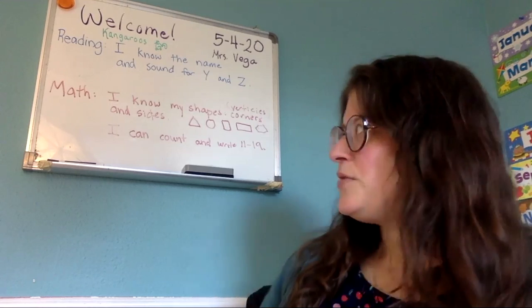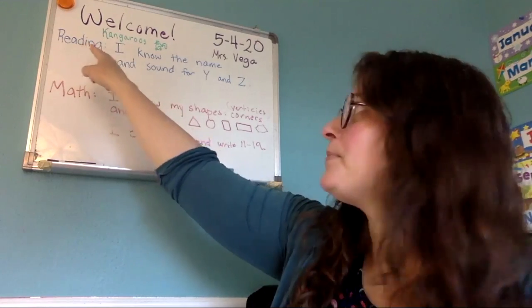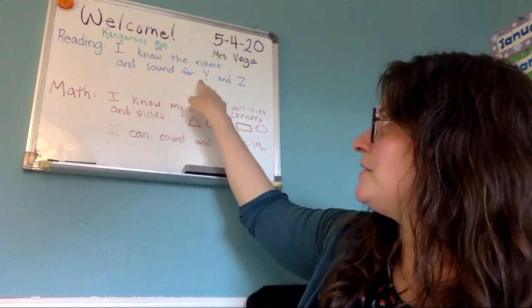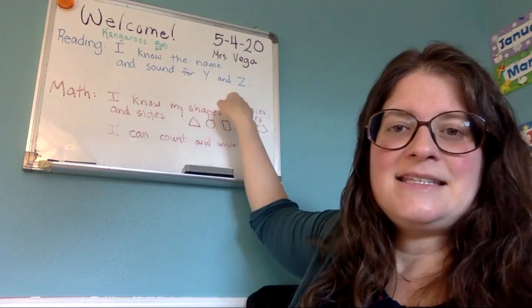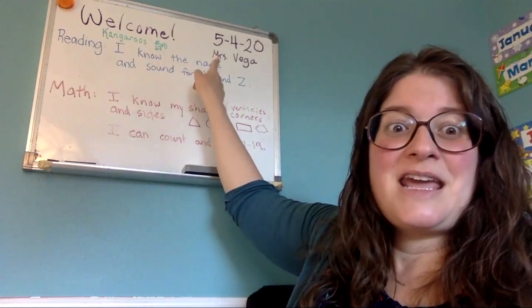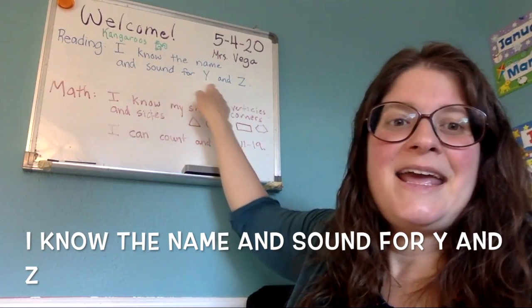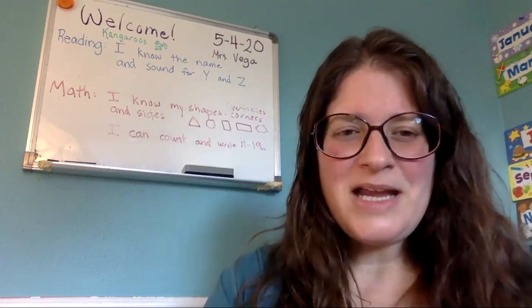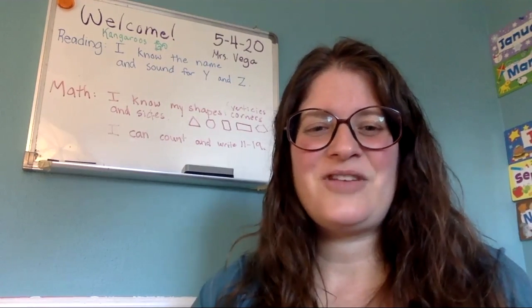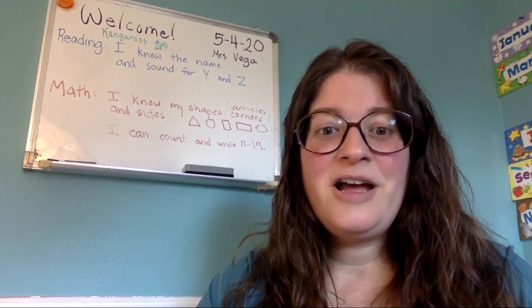So we're going to start with reading. I'm going to read it and then I want you to say it with me. I know the name and sound for the letters Y and Z. You say it. I know the name and sound for Y and Z. You might not know it yet, but we're going to practice it and you'll know it by the end of this video. I am going to share my screen now.